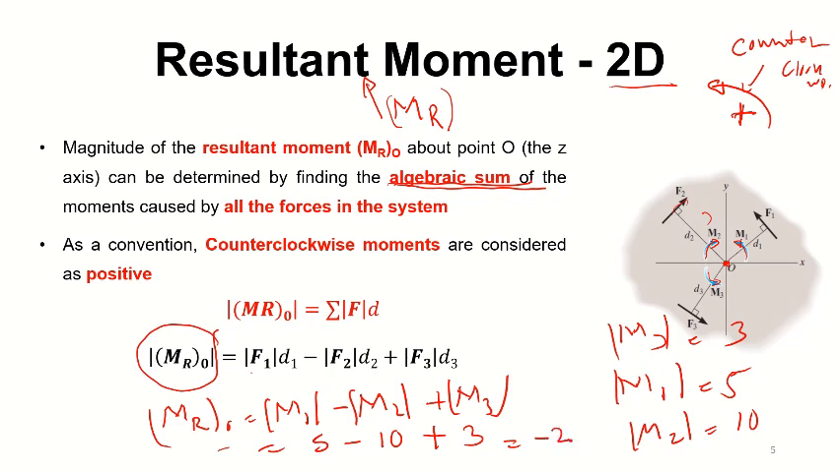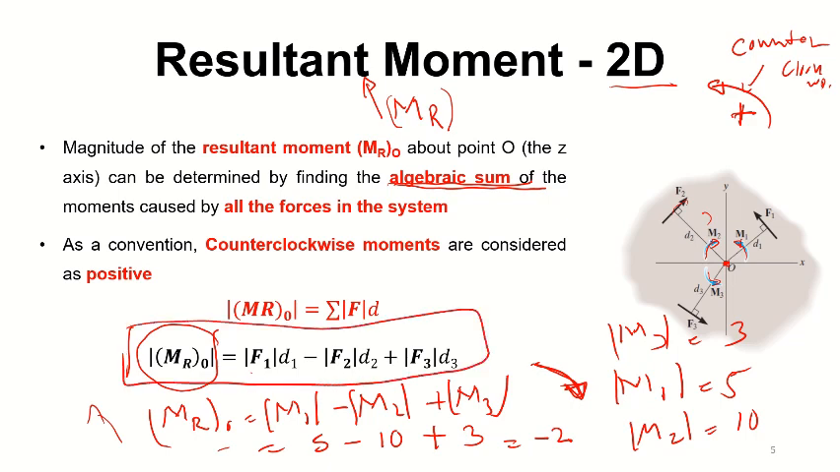The resultant movement is minus 2, which means the resultant movement Mr is in this direction, in the clockwise direction, not counterclockwise. If it is positive, it is in the counterclockwise direction. So this is how we find the magnitude of the resultant movement of several forces. Based on whether it is positive or negative, we can say that the rotation is clockwise or counterclockwise.